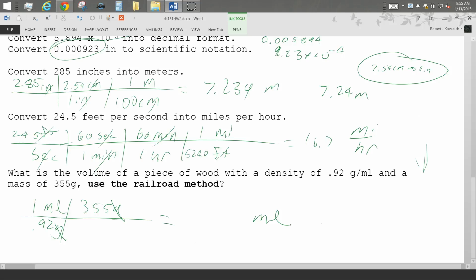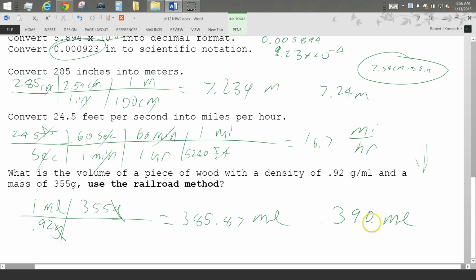So I got 355, and then divided by 0.92. There we go. So I get 385.87. Is that okay? No. What do I get to write? Nope. 390. 390 milliliters.